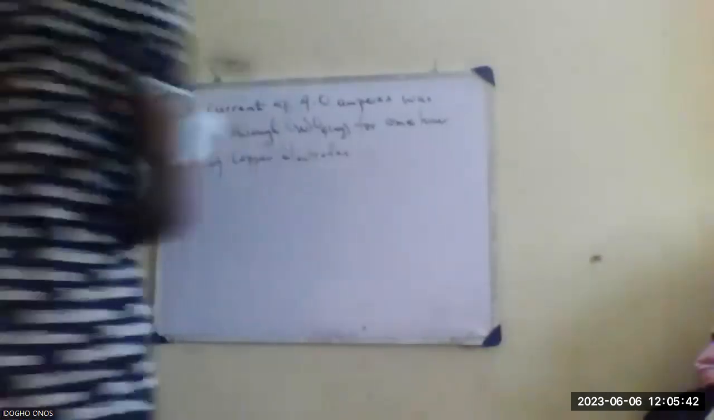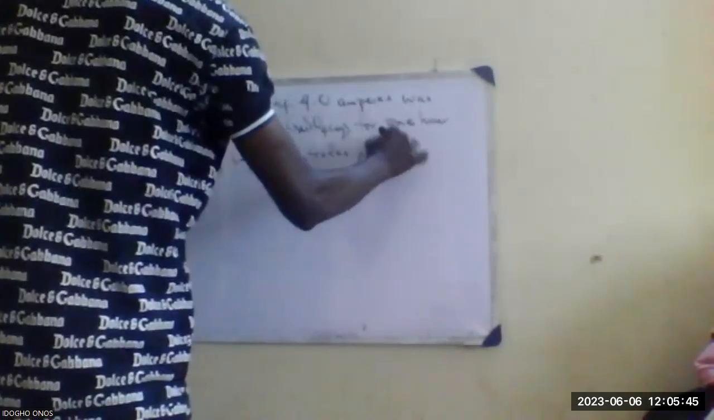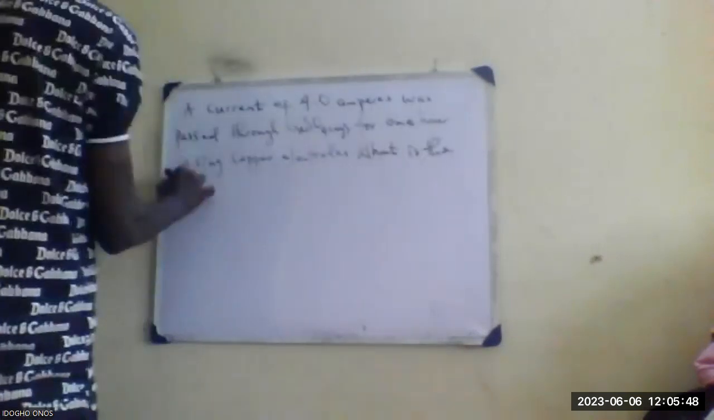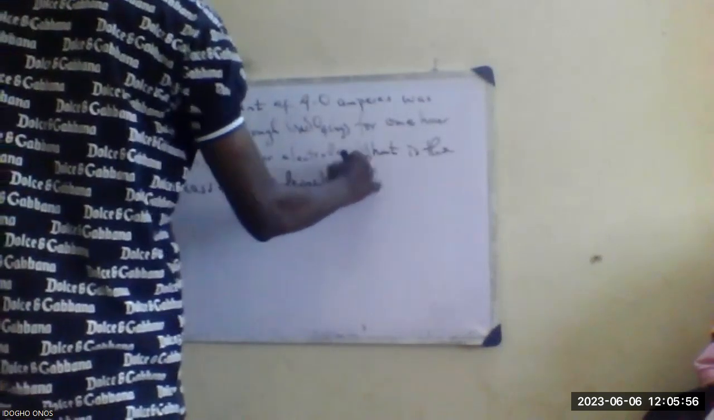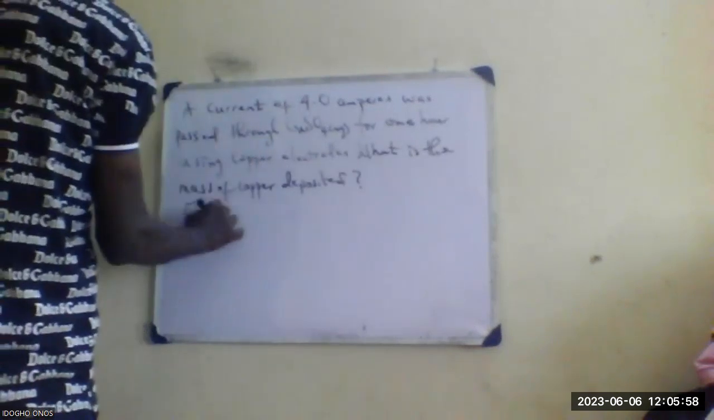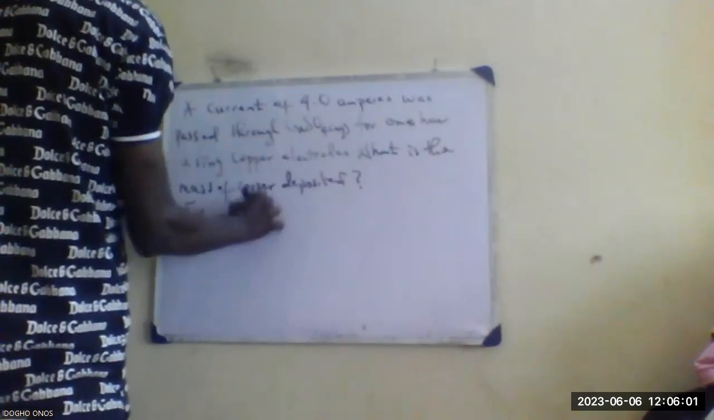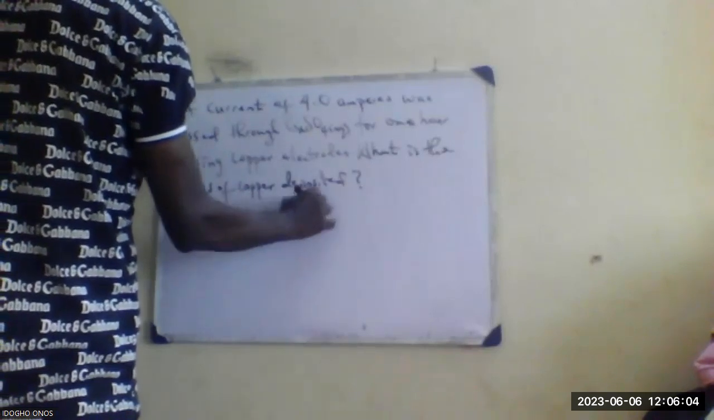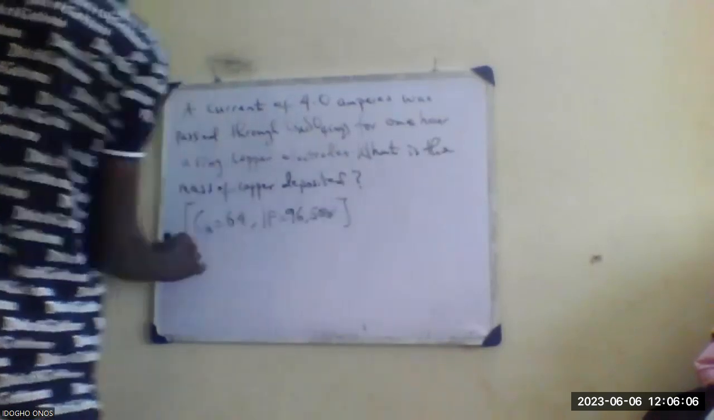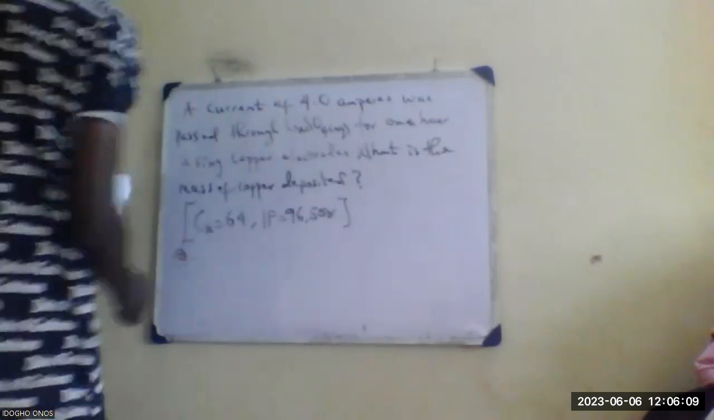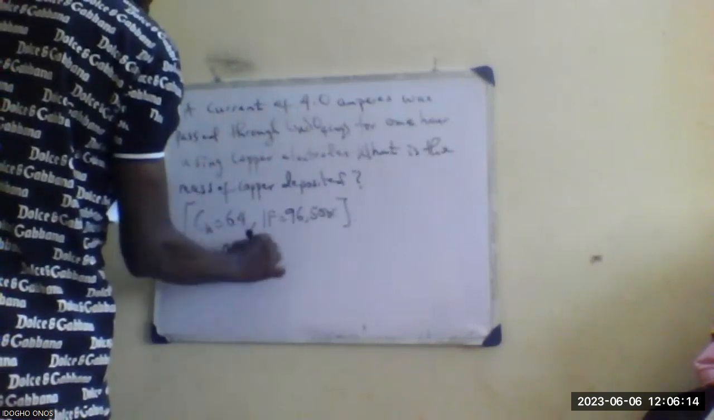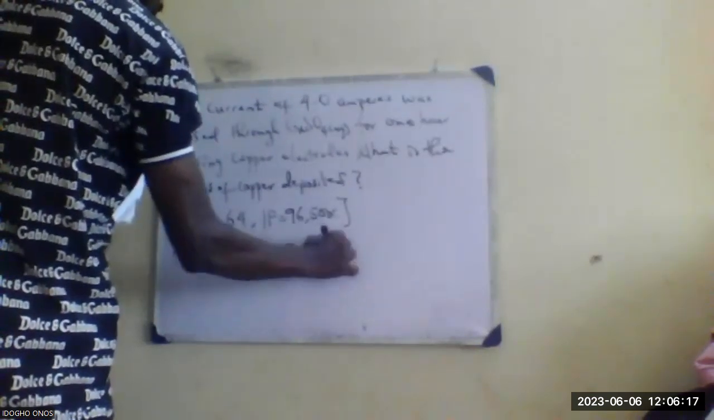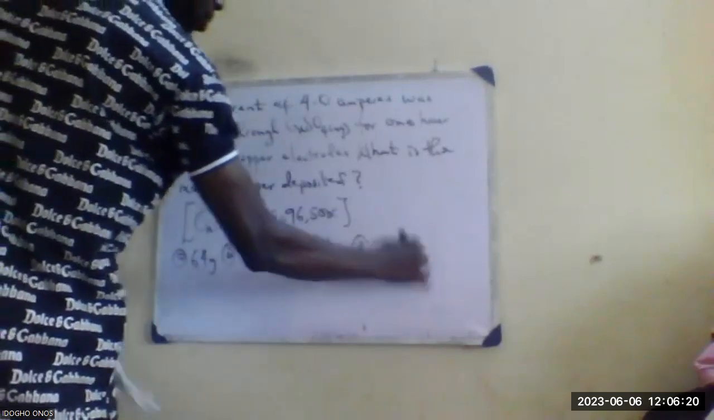That is the question. What is the mass of copper deposited? Then in brackets, you have copper equals 64, that's the relative atomic mass, and 1 Faraday equals 96,500 coulombs. Since it's an objective, let me just put the options as a guide. We have 64 gram, 32 gram, 7.1 gram, and 6.4 gram.